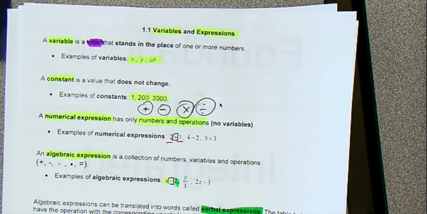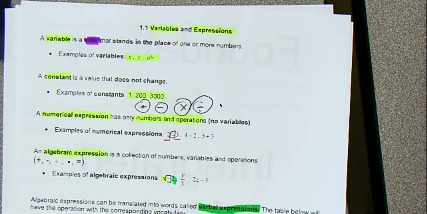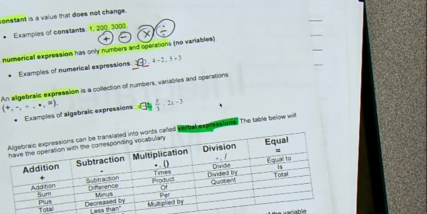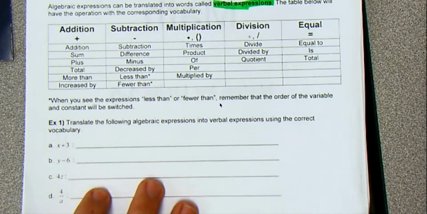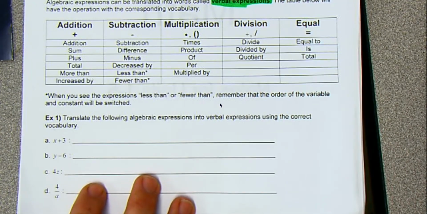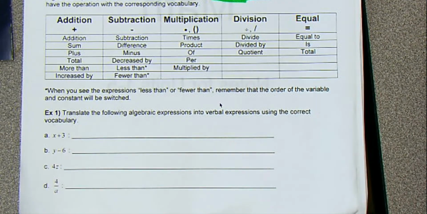We went over the top part here, what variables and expressions are. So here we're going to move down a little bit. I'm going to move my paper up underneath the Elmo. I want you to focus now on this part. Here we have this table that goes through addition, subtraction, multiplication, division, and the equals sign. It shows us words that mean the same exact thing as those big bold words at the top.